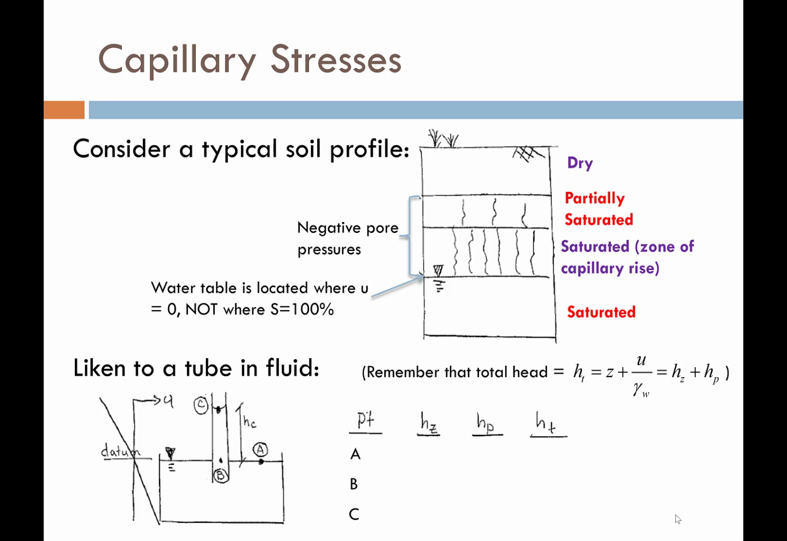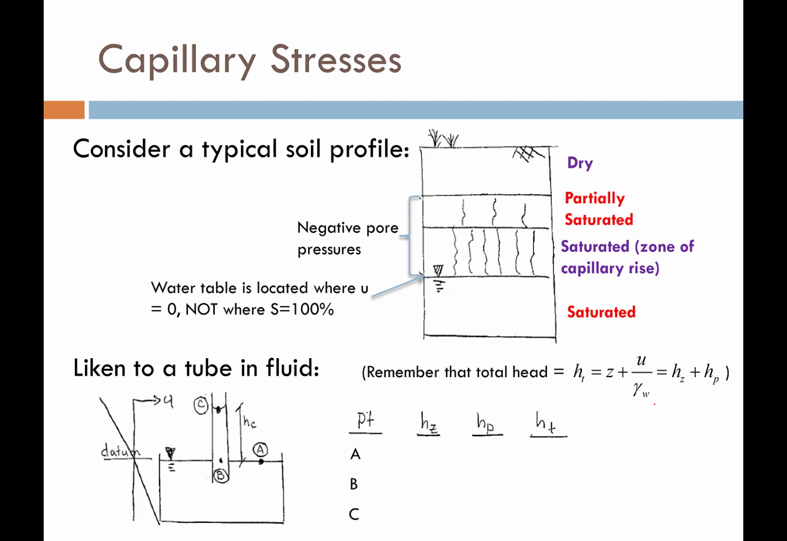So let's liken this scenario to sticking a tube into a fluid. Now when we stick this tube into the fluid, the fluid is going to rise up into the tube using capillary action. Now let's go ahead and study what's going to happen at three different points within this scenario here. And we're going to study it using good old Bernoulli's equation, or the energy equation, modified slightly. We removed the velocity head because we're dealing with fluid flow through soil, so velocities are very, very small. So we're going to assume velocity head is equal to 0.